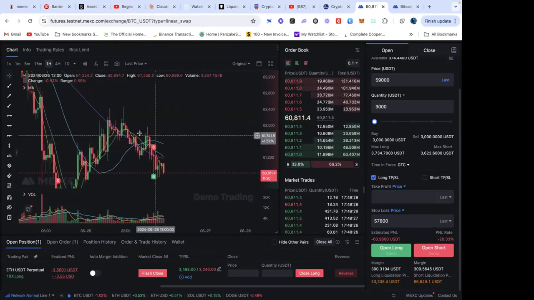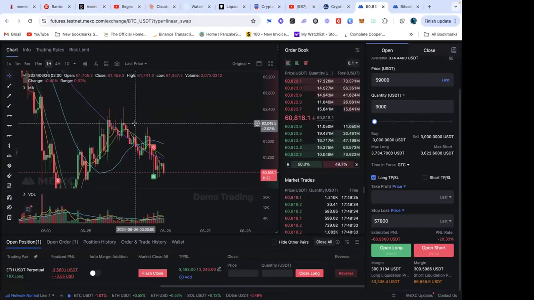Where's the key swing? Right there, you're touching it. Boom, right here? Yep. So 62,000 maybe. Yeah, that would be a really good trade.